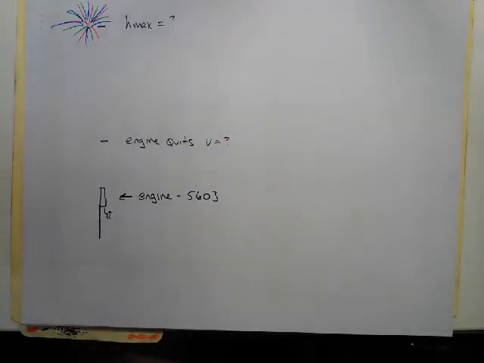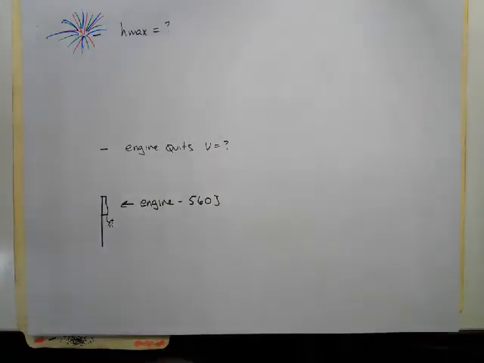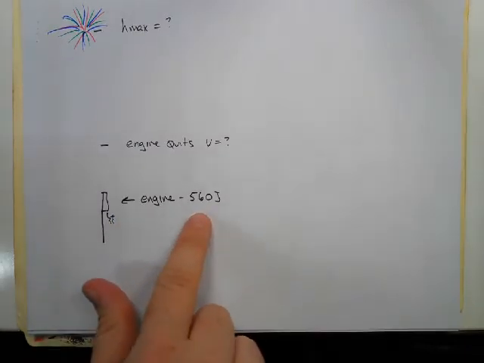Students, one more problem. This isn't in your notes. I'll just describe it here and then we'll solve it. I'm going to set off a firework. The firework has a little rocket motor, and the engine puts out 560 joules of work.